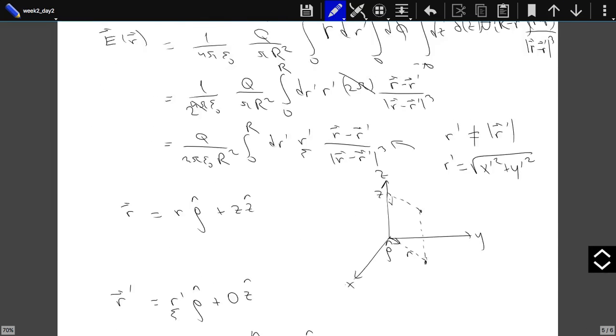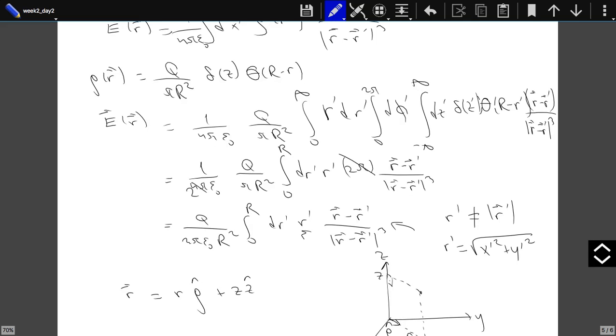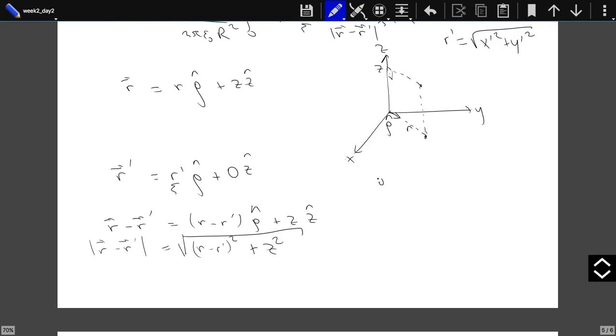I made a mistake though. Can you see my mistake? What is the rho hat vector? Can you write its explicit form? Let's say this angle over here is phi. What is the rho hat vector in terms of x hat and y hat?